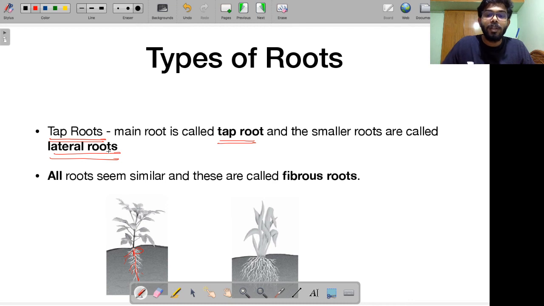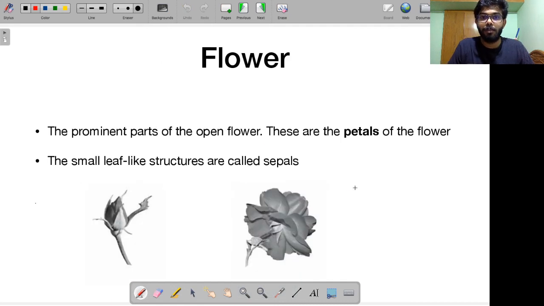While all the other roots seem similar, for example, you can see there is nothing called a tap root, there is nothing called a main root. If you pull out grass from the bottom, you will see it has fibrous roots. Just try to remember this name.